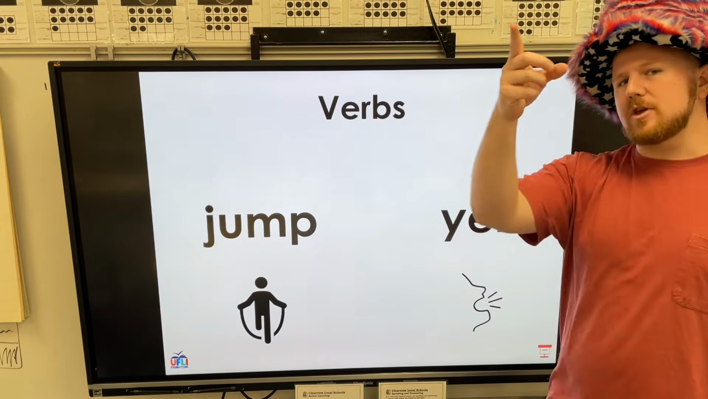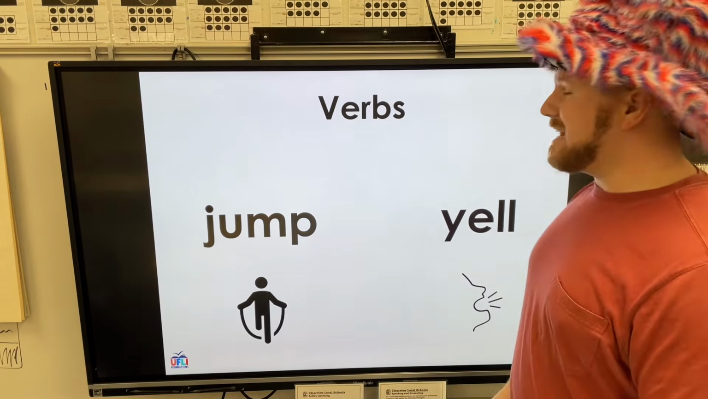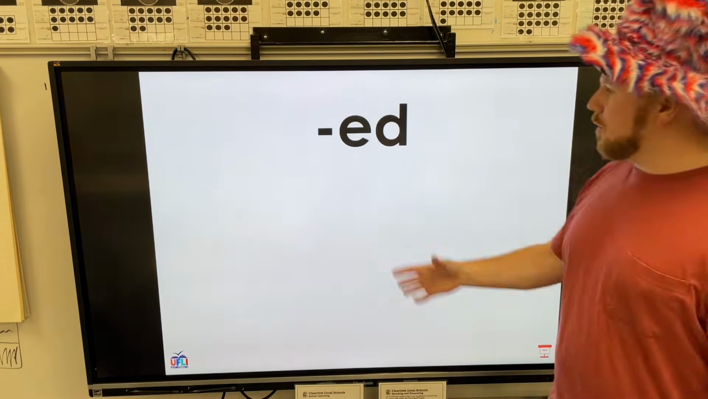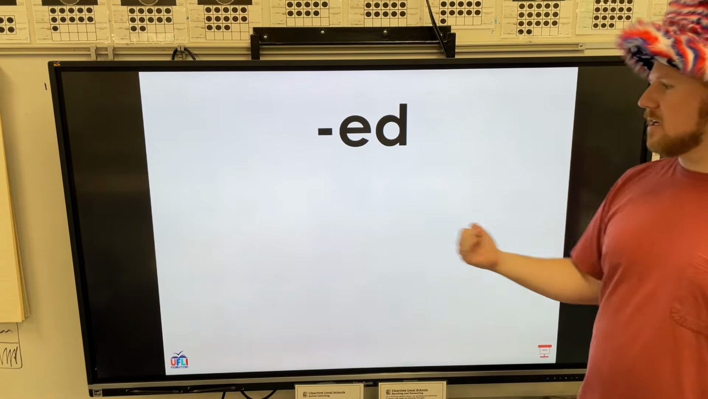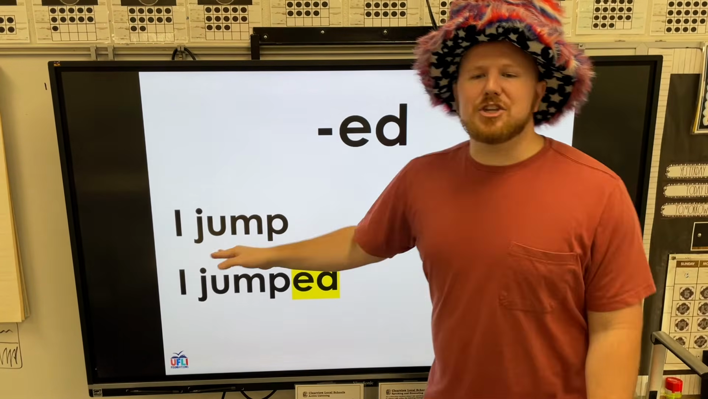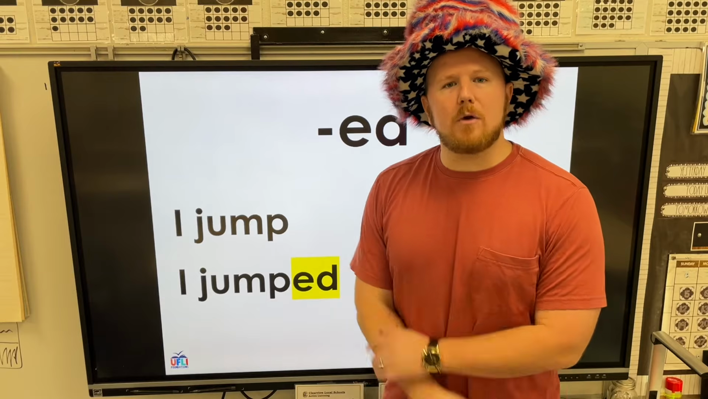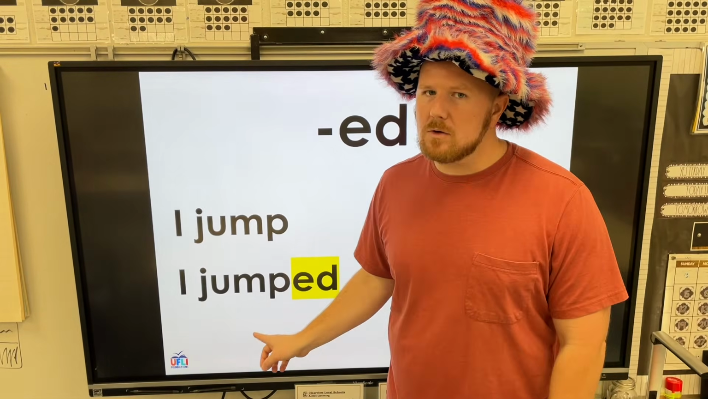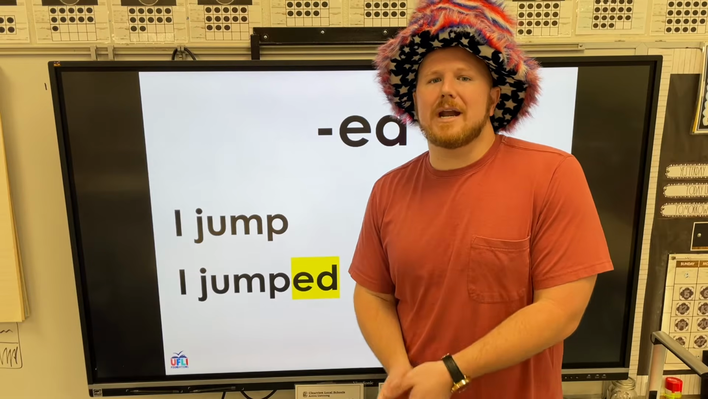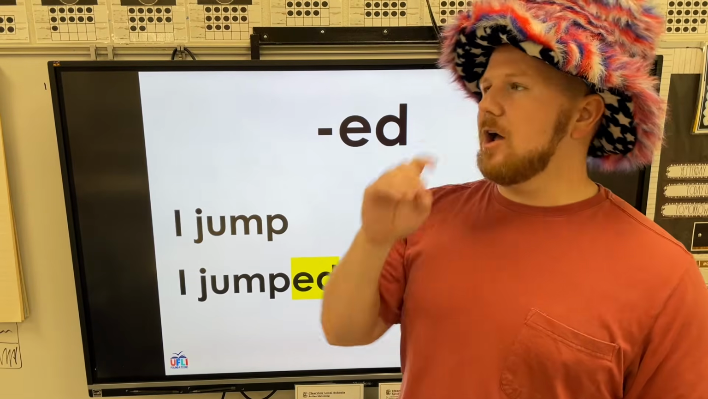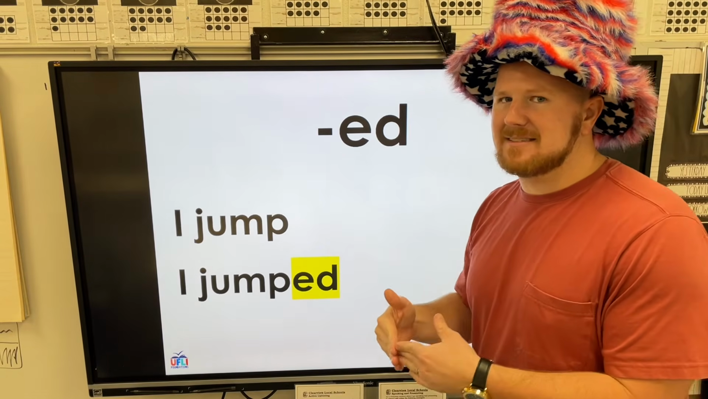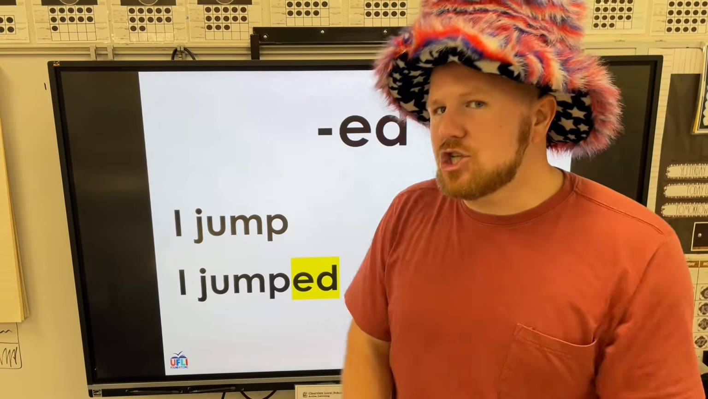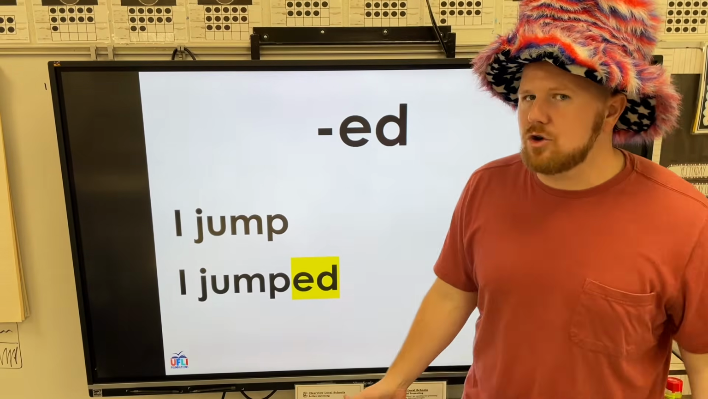Those are verbs. Those are things you can do. But if we add ED at the end, it kind of changes it a little bit. Let's take a look at that. If I say I jump, I'm talking about right now. But if I say I jumped, am I doing it right now? No, I'm talking about when I did it in the past. So if we're making it past tense, then what we're saying is, oh, I already did this. I jumped yesterday at the trampoline park.